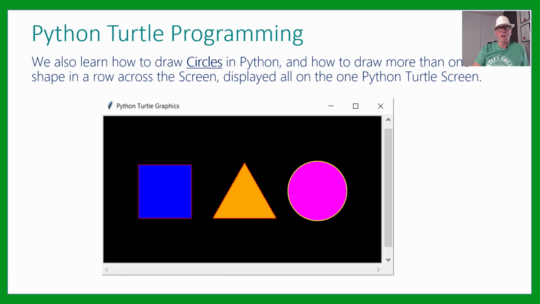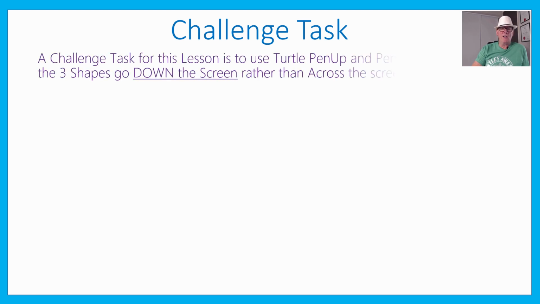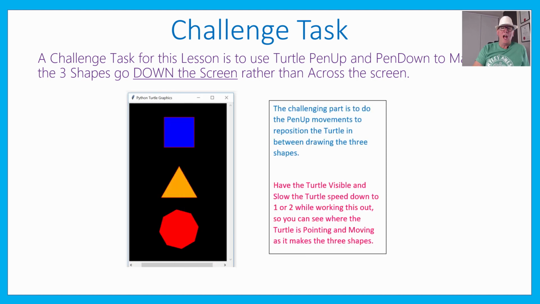As well as drawing 3 stars in a row, we'll also draw 3 different shapes all on the one drawing board, as you can see here. So our square from the previous lesson, our triangle from the previous lesson, and today's new guy, the circle. So we're going to put all those together across the page. There will be a challenge task. Actually, I think there's 3 different challenge tasks in this lesson, but the main one is the one at the end. We're going to show you how to draw shapes across the screen, and you're going to have to figure out how to make those shapes go down the screen like this, okay?